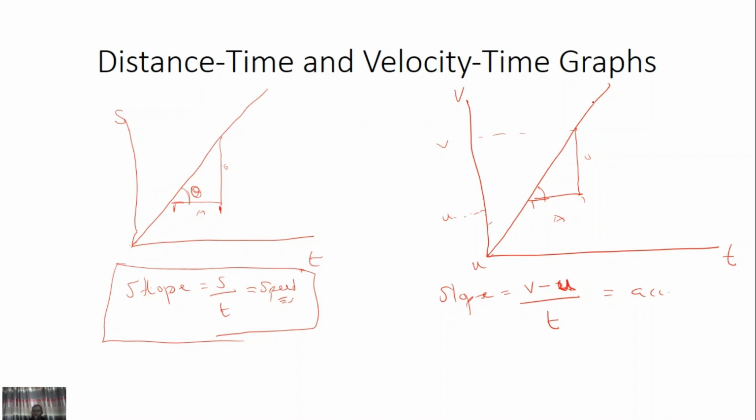Now, this is true for a body moving with constant acceleration, meaning that the velocity is changing at regular interval uniformly. For a body that is having variable acceleration, you may not have a straight line, you may have a curve. When you have a curve like this, if you are asked to calculate the instantaneous acceleration of that body, what you need to do is to draw a line tangential to the curve that you have, and you calculate the slope. That will give you the acceleration, instantaneous acceleration at that particular point in time.